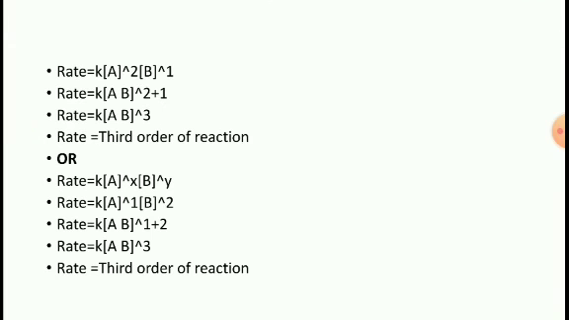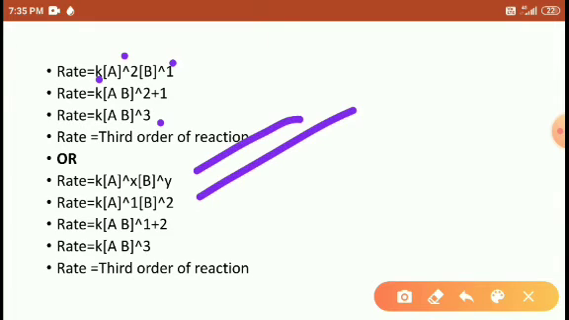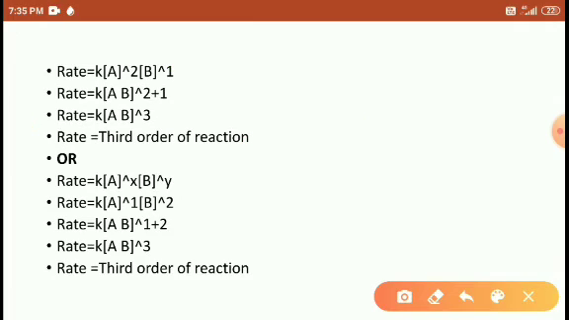Right, students? Similarly, I am using the rate, K, concentration of A power 2, concentration of B power 1. Again the sum of the powers of concentration of reactants is 3, that is a third order reaction, students. Or you may reverse this: the power of A is 1 and the power of B is 2. Then you sum both powers and get 3, that is the third order reaction. Right, students?